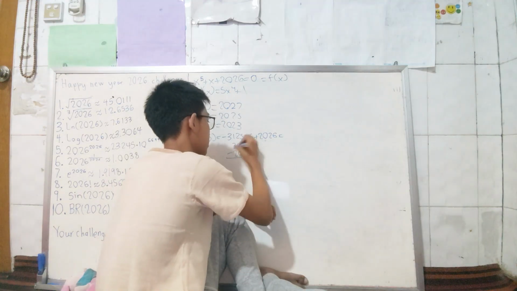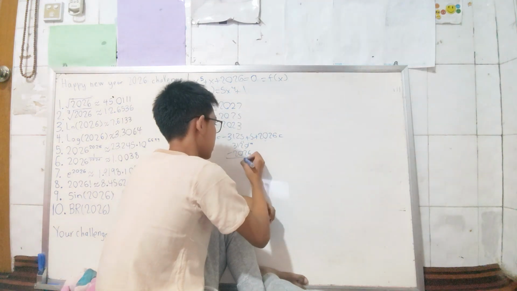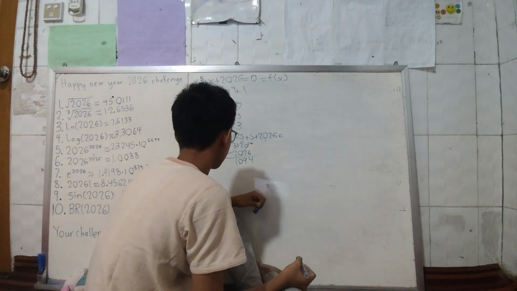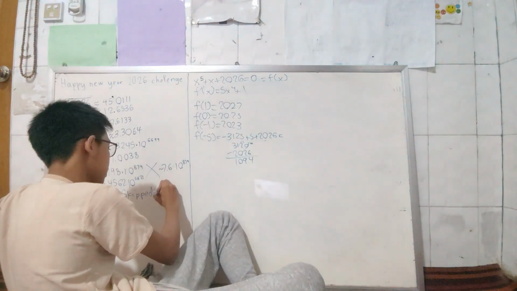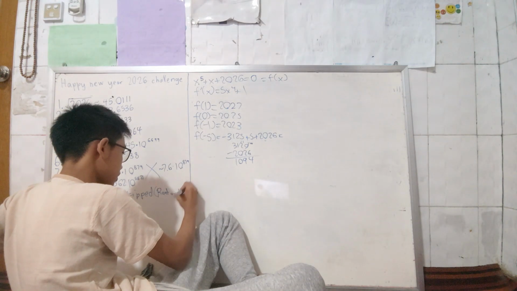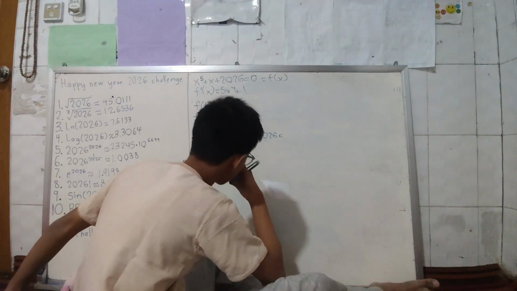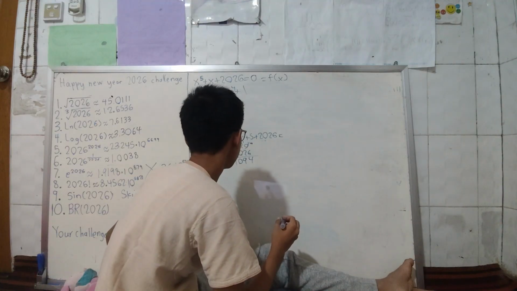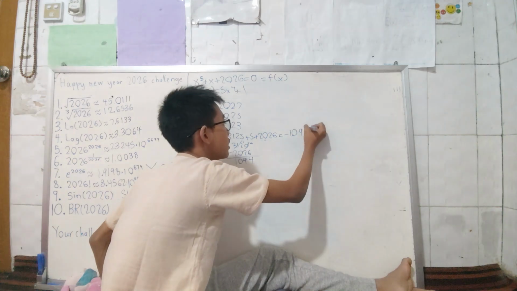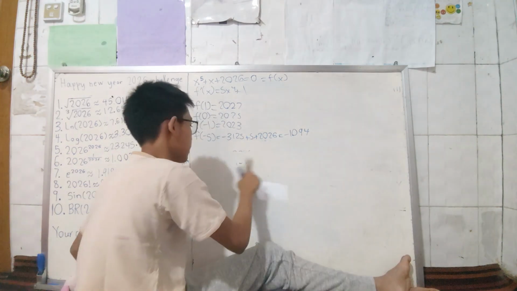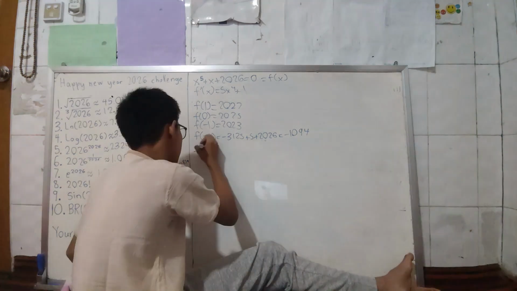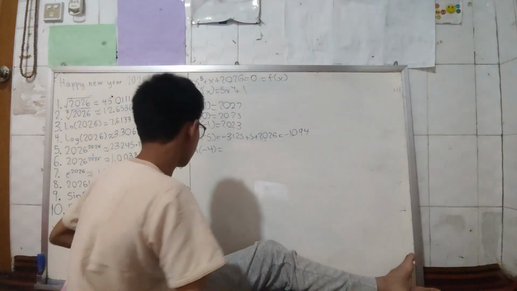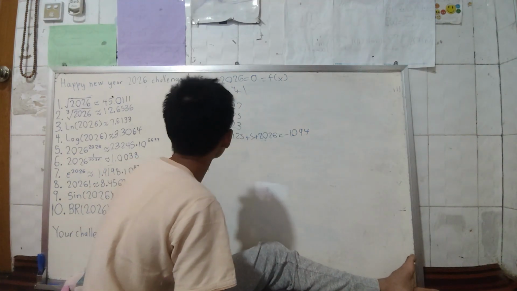Let's subtract. So that's gonna be negative 1094. f of negative 4, that's just going to be... this thing is just wiggling around.